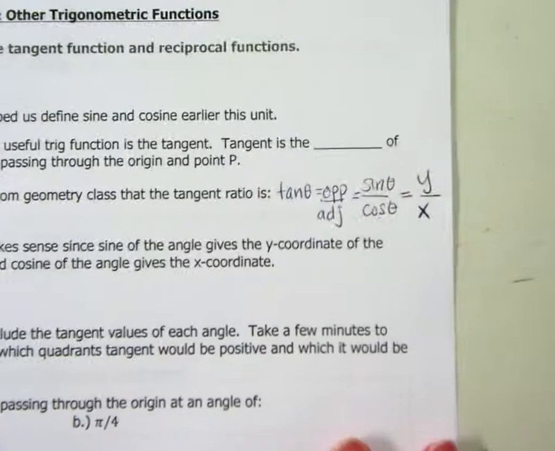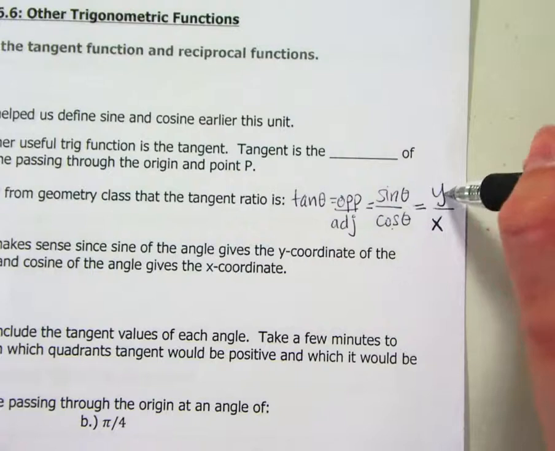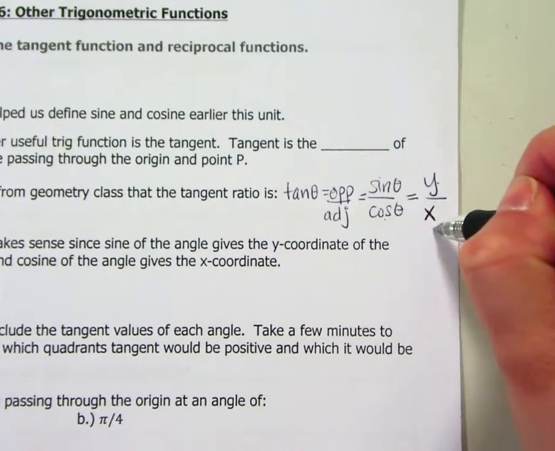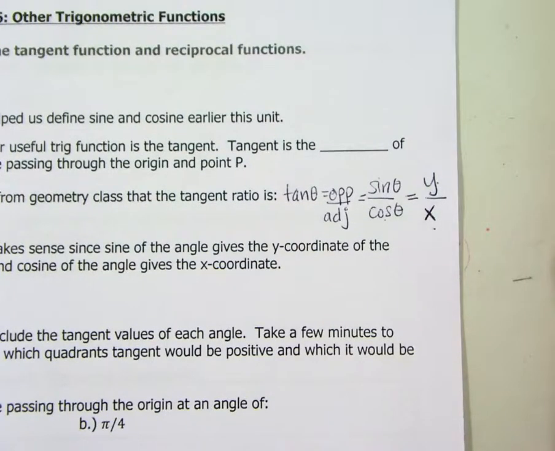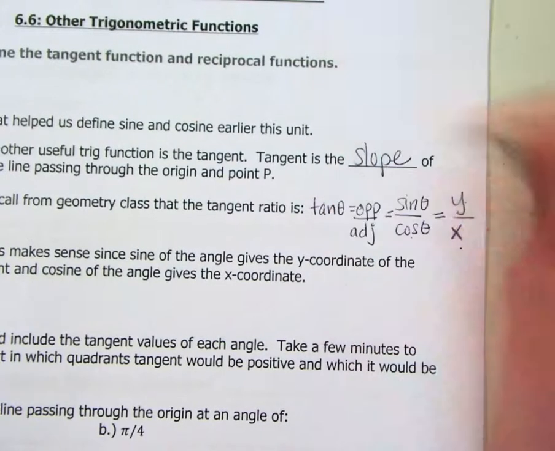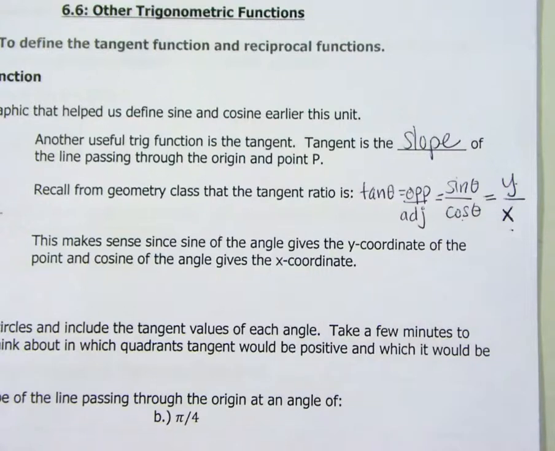Basically what we're saying here is that tangent of theta is how much you've moved in the y direction over how much you've moved in the x direction. Oh my gosh, where have you seen change in y over change in x? Slope. So a lot of times, now I'm backtracking a little bit, we'll say that tangent is the slope of the line passing through the origin and that point, because you're looking at the change in y over the change in x. It's just slope.